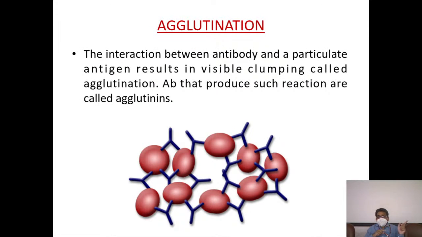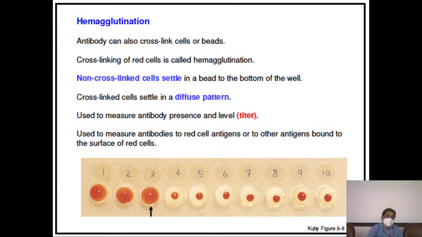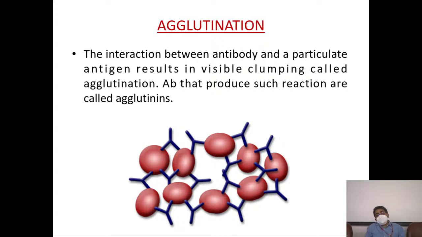How is it different from precipitation? There is an interaction between antibody and a particulate antigen. There it was a soluble antigen, a soluble phase. The interaction between the antibody and the particulate antigen results in visible clumping called agglutination, and antibodies that produce such reactions are called agglutinins. There they were called precipitins. So that's the difference. You should remember these words: particulate antigen and soluble antigen. If it is soluble, it is precipitation. If it is particulate antigen, you should remember agglutination.